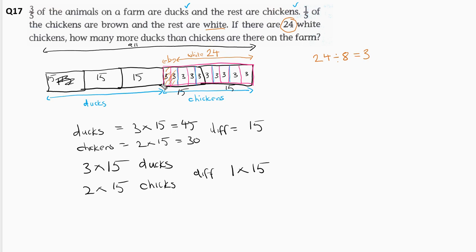You could, of course, if you weren't confident, decide to redraw it so that you had a comparison model of the 2 blocks here. But I think it's so simple. You can see that there's 1 block difference, but you've just had to subdivide these in order to find out how many chickens that represents. So what's the final answer? There are 15 more ducks.